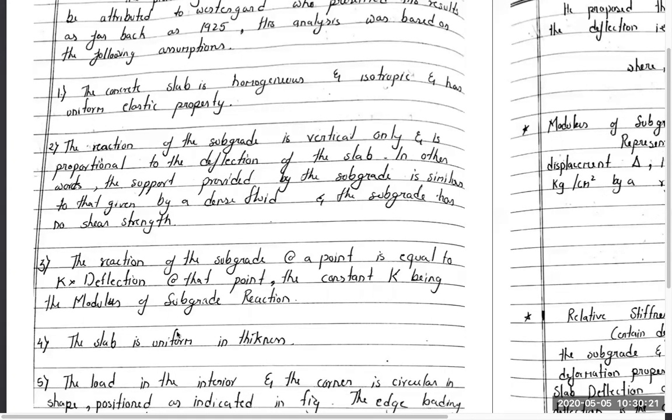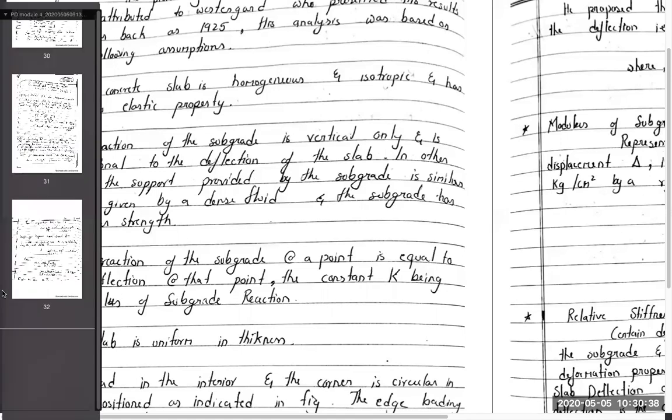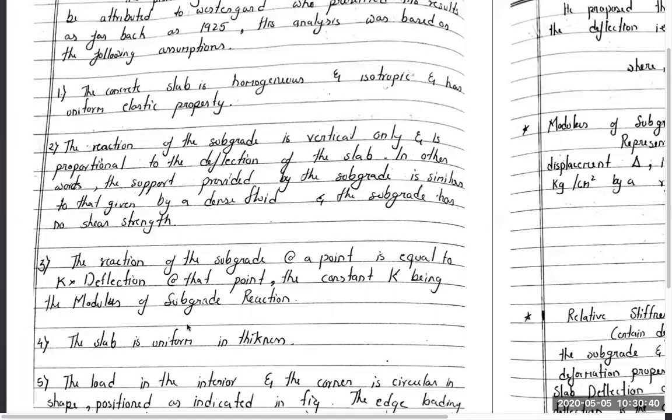Third assumption: the reaction of subgrade at a point is equal to K times the deflection. K is the modulus of subgrade reaction. So how do we get the K value? What is the test we conduct to find out the K value, the capital K value or modulus of subgrade reaction? Anyone?